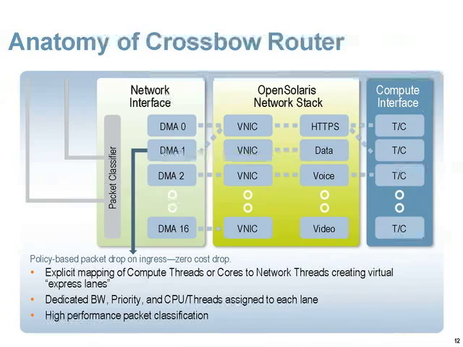And now we change slightly to the Crossbow router, which is also another type of router, but again, as I told you, it's not a real router. It's a router software design. We have here basically the compute interface, which is threads, cores. How to explain it best? Let's say it could be threads or processes which would like to access the network.